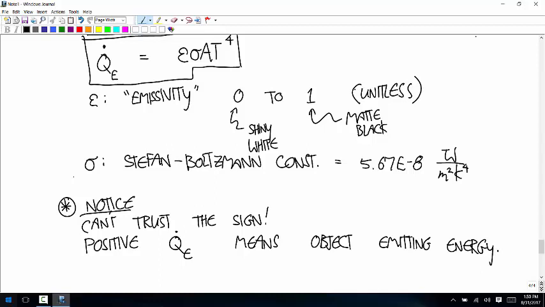Any questions? What exactly is A in this case? Oh, A, I meant to write that. A is the surface area. So a marble at a certain temperature can't emit as much energy as a beach ball.